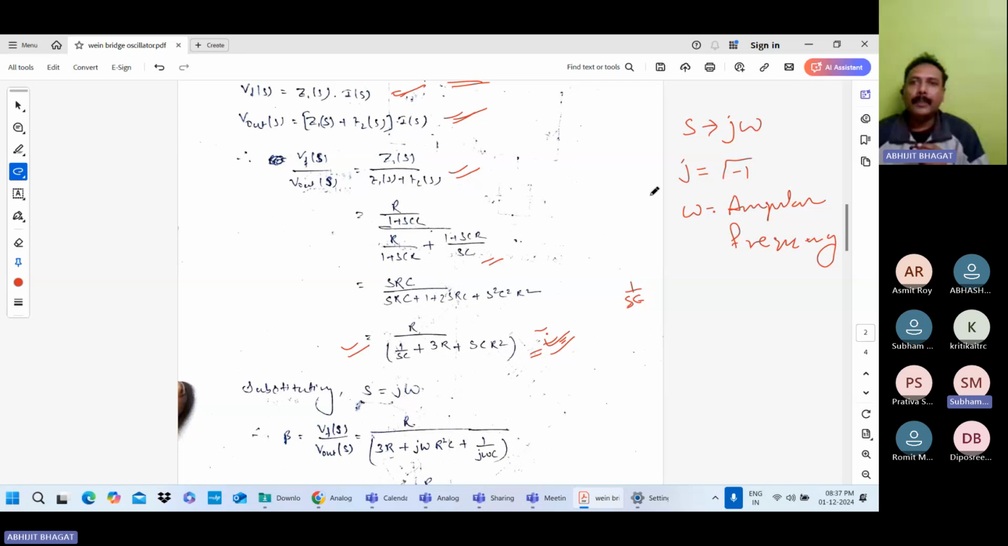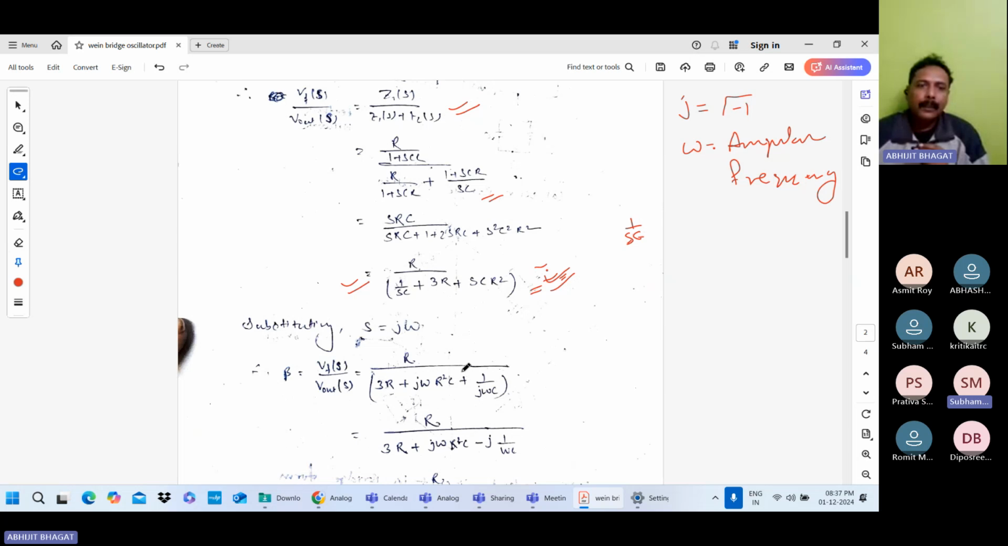So substituting s equal to j omega in this equation, you will get beta, that is VF by V out of s, equal to R divided by... Must just put j omega in place of s. So same equation here, R, just put s equal to j omega. So here 3R, this portion is s, so there is j omega CR square, and 1 by sC, just put j omega in place of s. You are getting this equation.